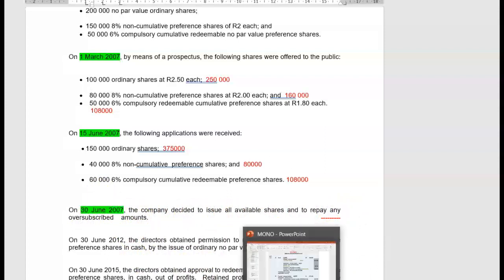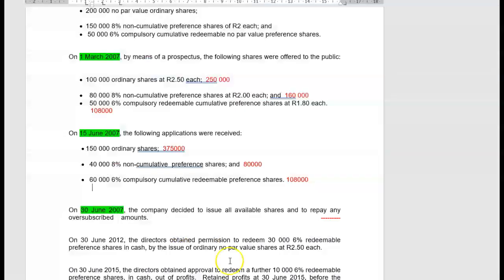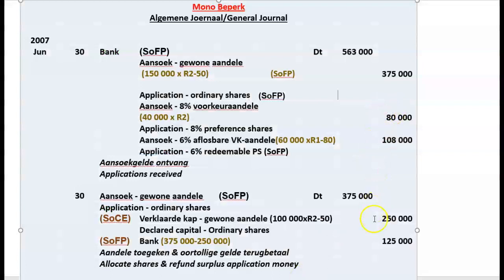So now we have to clean out our allotment accounts. If you look at your ordinary shares, we're going to clean out 375,000 because that is what we've posted there. But how many shares are we allowed to allot? Only 100,000 at R2.50 each. So we can only take to the ordinary share capital 250,000 rand. We're going to take what is now the excess applications that we have received. The excess amount was 125,000 and we're going to repay the unsuccessful applicants their monies. So we're going to credit bank, statement of financial position, 125,000, and the ordinary share capital account, statement of changes in equity. Then we're done with the ordinary shares.